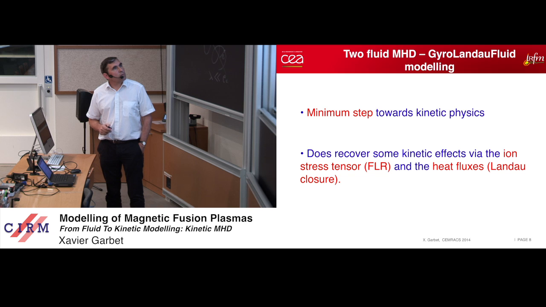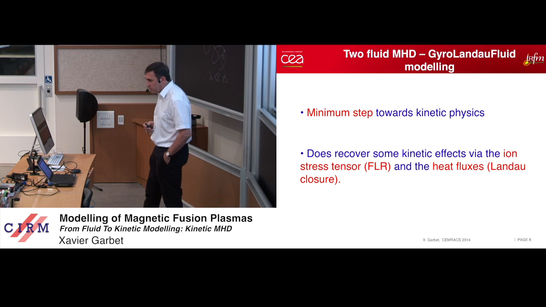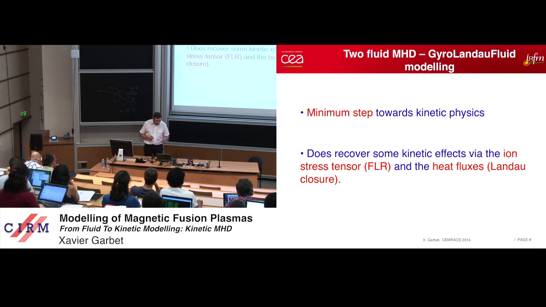And in particular, we'll see that there are two major things that we can play with: the ion stress tensor, which contains the finite Larmor radius effect. And you can also play with heat fluxes, in other words, with the closures that Jim Callen addressed very intensively yesterday.